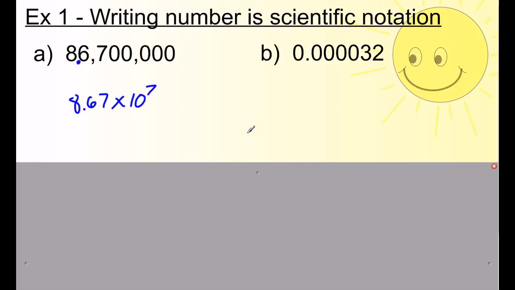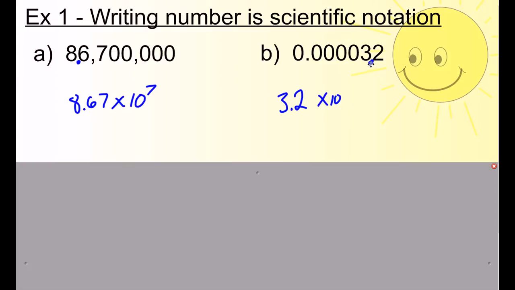Letter B is a little bit different because now, instead of the number being a really big number, it's a really small number. It's 0.000032. But we can use the same basic method. We want the decimal to be right here. And so we're going to write the first part of our scientific notation, imagining our decimal there. So 3.2 times 10 to some power.